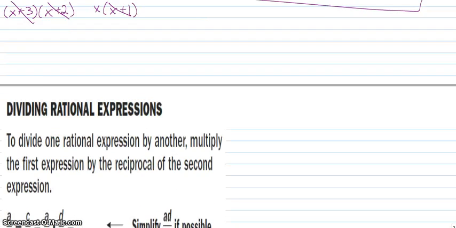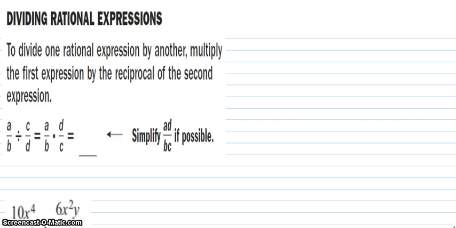On to dividing. So remember, with dividing fractions, you leave the first alone, you change the division to multiplication, and then you flip your second fraction. And then it just becomes a regular multiplication problem. So then we just have AD over BC, and then if we have any common factors, we would simplify if possible.